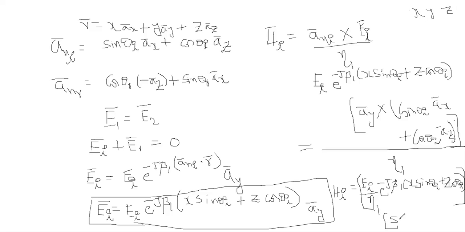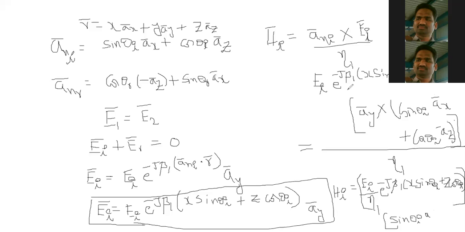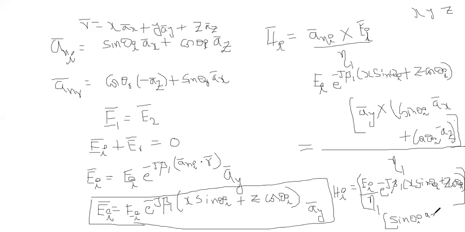AX cross AY means it is in the order only, so sin theta I into AZ bar, because I am applying the cross product. Okay. And now see the AZ cross AY. AZ cross AY means it is not in the order, so we'll get minus AX. So minus cos theta I into AX bar. Okay, so that is the HI equation. We got the EI bar and the HI bar, the two equations, electric and magnetic fields.